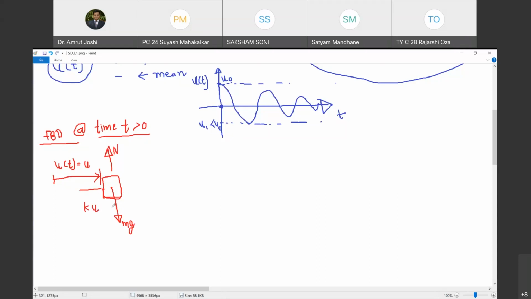You have to understand u is a function of time. Happy? Yes, sir. Is k a function of time? No. Stiffness is not a function of time. Are you with me? Yes, sir. So we are dealing with a system where the stiffness is not a function of time, but of course its position u, the position of the block, is a function of time.